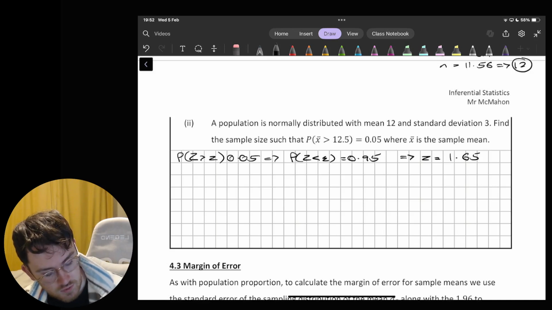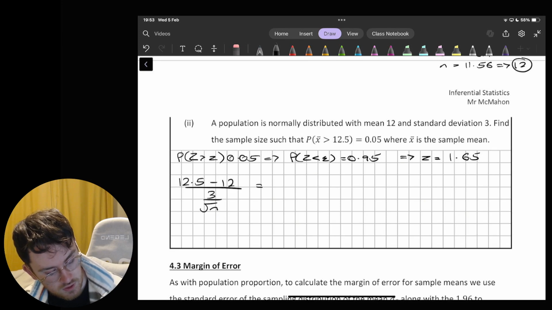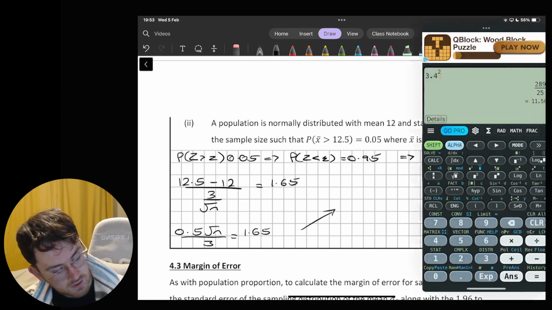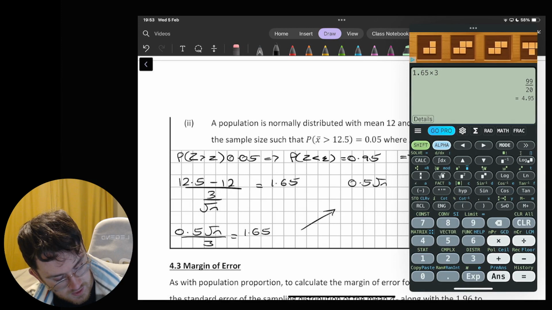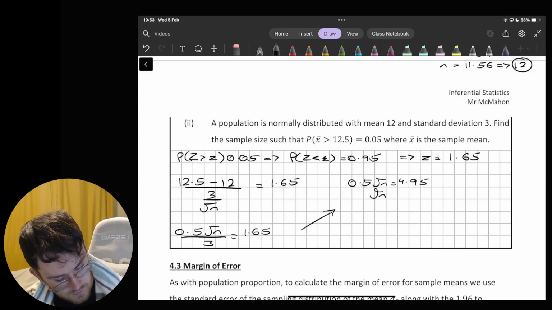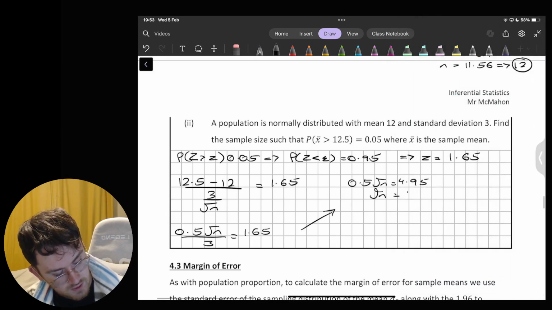1.65. So we basically have here that 12.5 minus 12 over 3 over root n is equal to 1.65. We have 0.5 root n over 3 equals 1.65. And we're basically following kind of the same playbook here as we just did. 0.5 root n equals 4.95. Root n equals that divided by 0.5, which is 9.9.